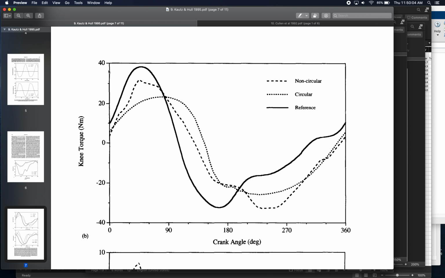Some people might say it's glutes. I would argue it's quadriceps. They're both important, but if you have to pick one or the other, I'd probably say quadriceps is the most important single muscle group for pedaling, at least for most cyclists.